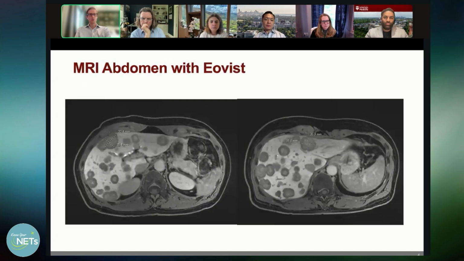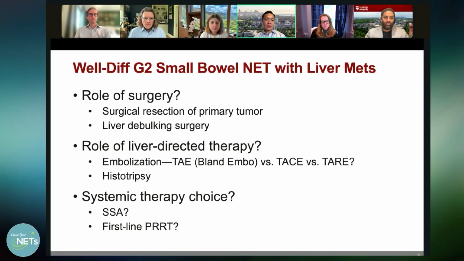From a liver debulking perspective, I think this is a little bit too enthusiastic for me. I think there are a lot of tumors here, and I don't think that this would be the first line of treatments, but I could certainly imagine that there might be a role for liver-directed therapy either now or at a later point. Great, thank you.